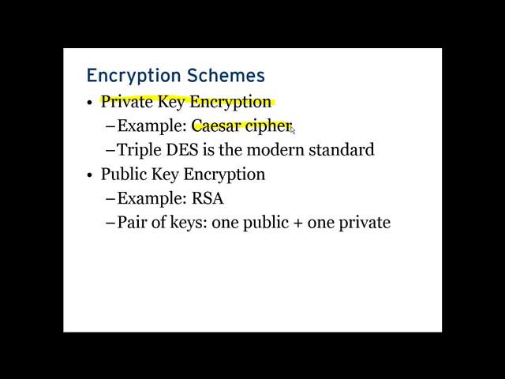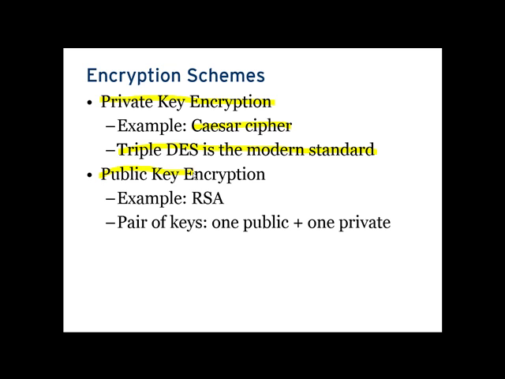The example of a Caesar cipher is, let's say we take every letter of the alphabet and we move them down by 3. So the letter A becomes D, B becomes E, C becomes F, etc. Triple DES is the modern standard for private key encryption. That's what's used, let's say, if you're trying to make a secure connection over the internet.